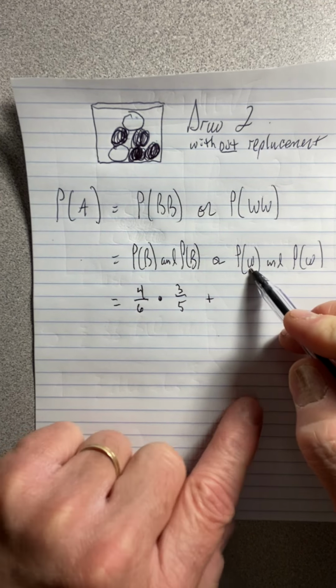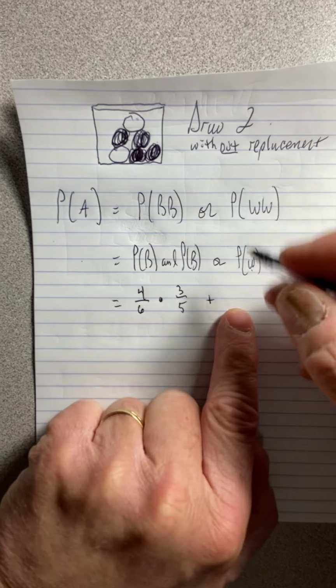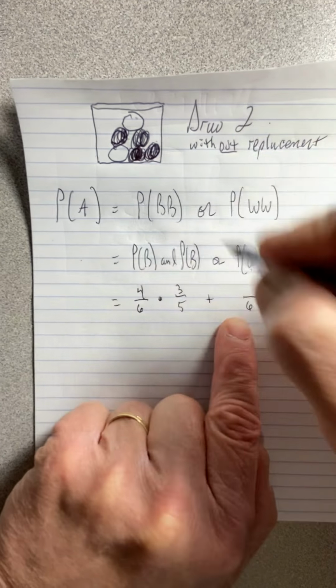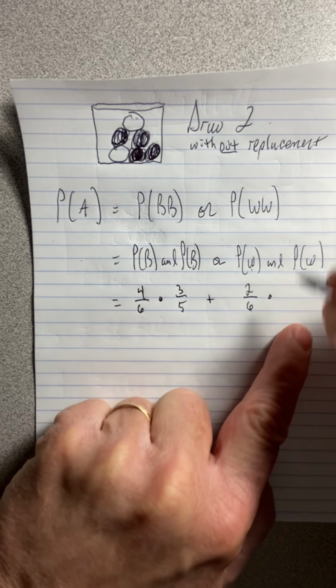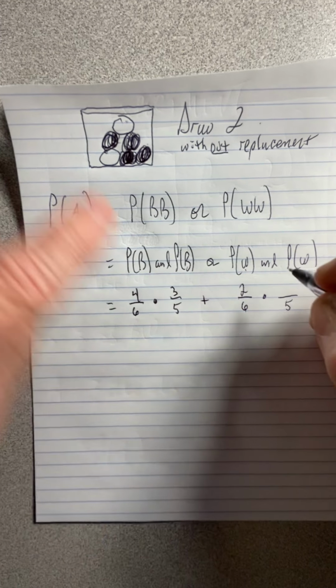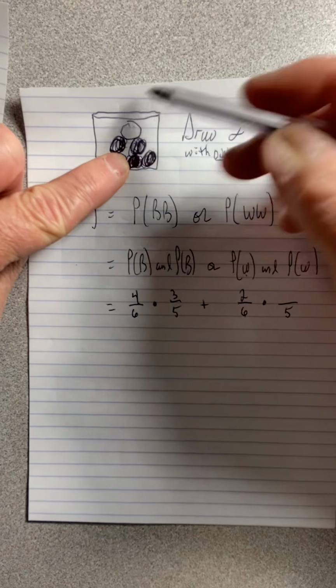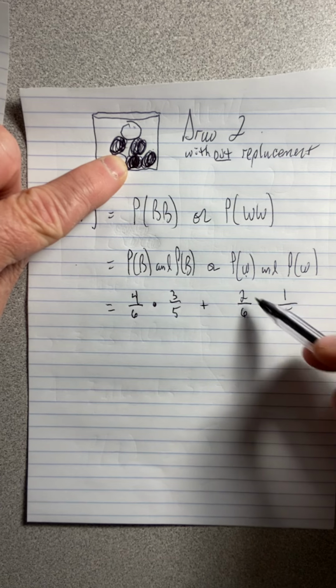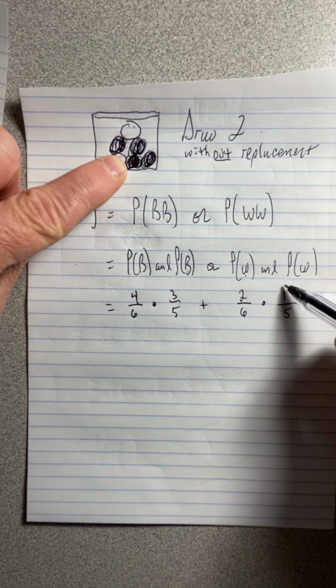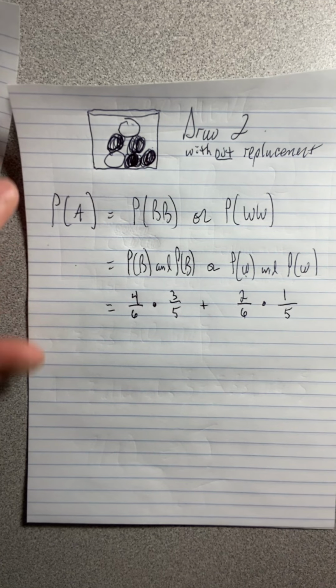Now, what's the probability I get white on the first draw? There's 6 total balls, but 2 of them are white. And the probability of getting white on the second draw? Now there's 5 balls left because we've taken a white out. And how many of them are white? Only 1. So on the second draw, assuming you drew out a white the first time, there's only a 1 in 5 chance.